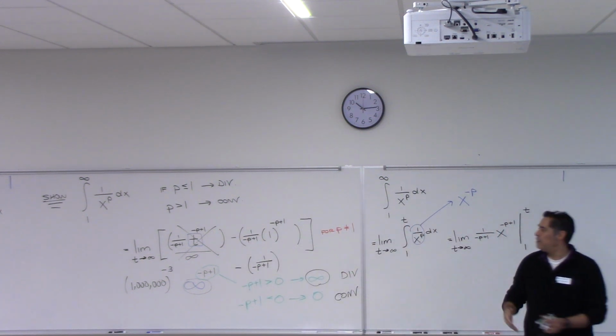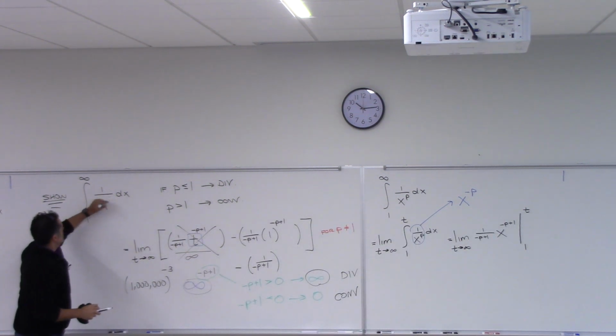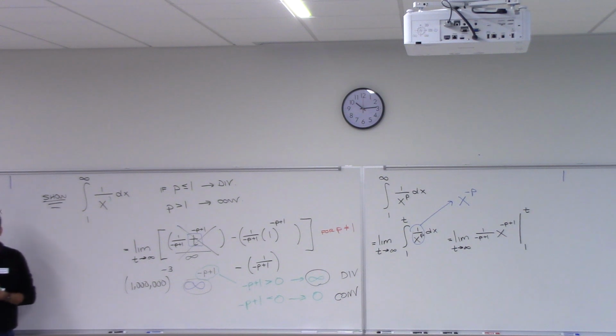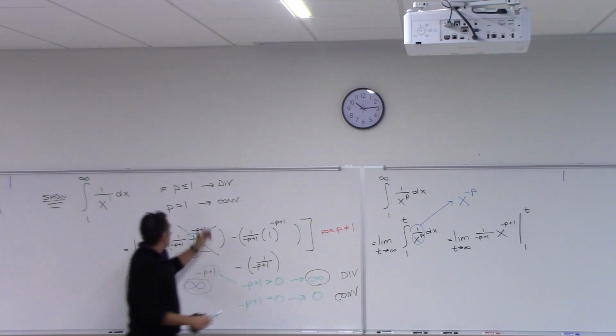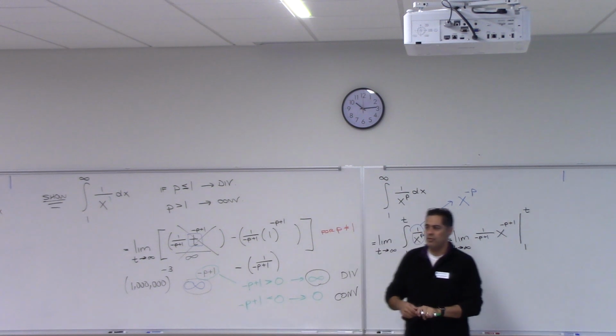What if p equals 1? What would this integral be if p equals 1? We did this problem, natural log, right? And what did that do? Diverge or converge? It diverged. So that's why we can put the equal under here, because if it is 1, it will diverge.